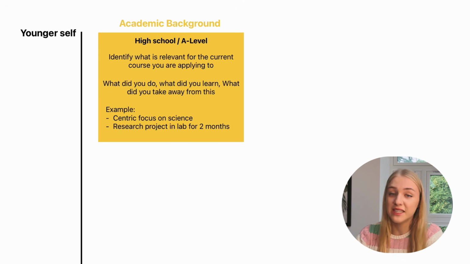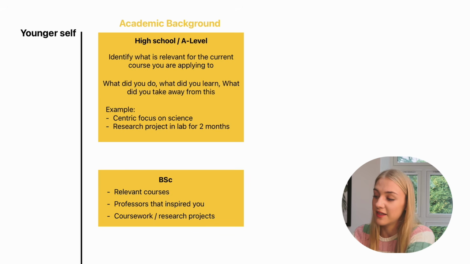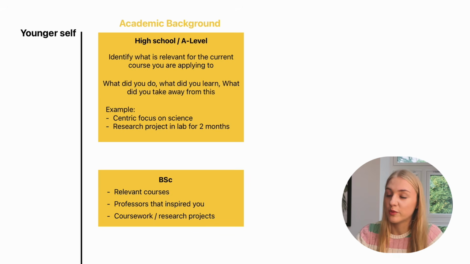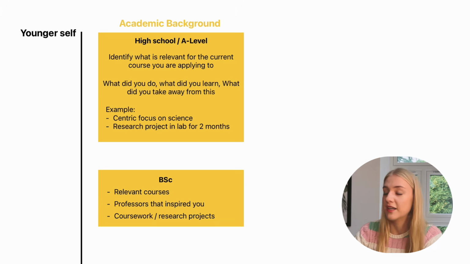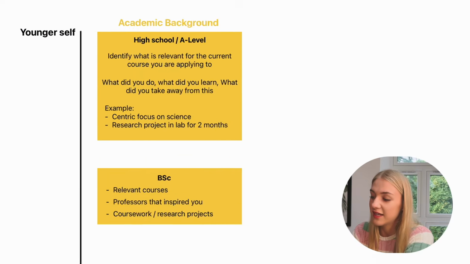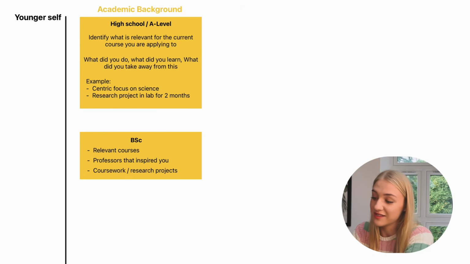So after A-levels, you probably did a bachelor's. And again, what were the relevant courses? Were there any professors that inspired you? And also think about any coursework or research projects that you did during this time. And again, think about what you did during these research projects, what you learned from them, and what was your key takeaway. How did it change you as a person, or for example, in this case, as a scientist? And then again, the same for a master's if you have one.